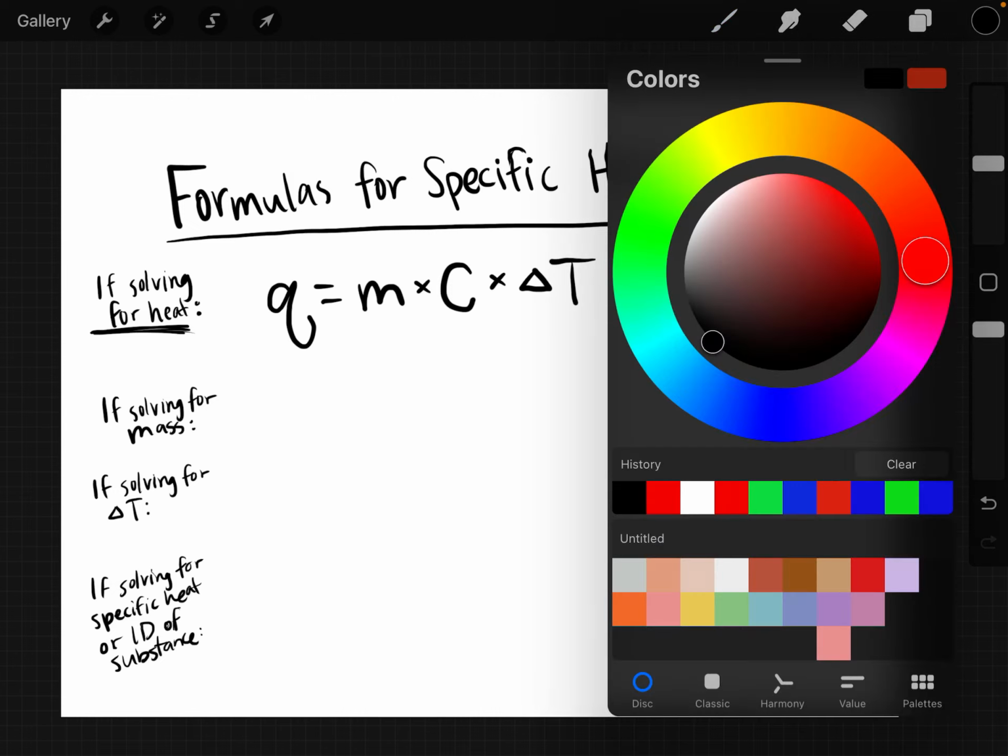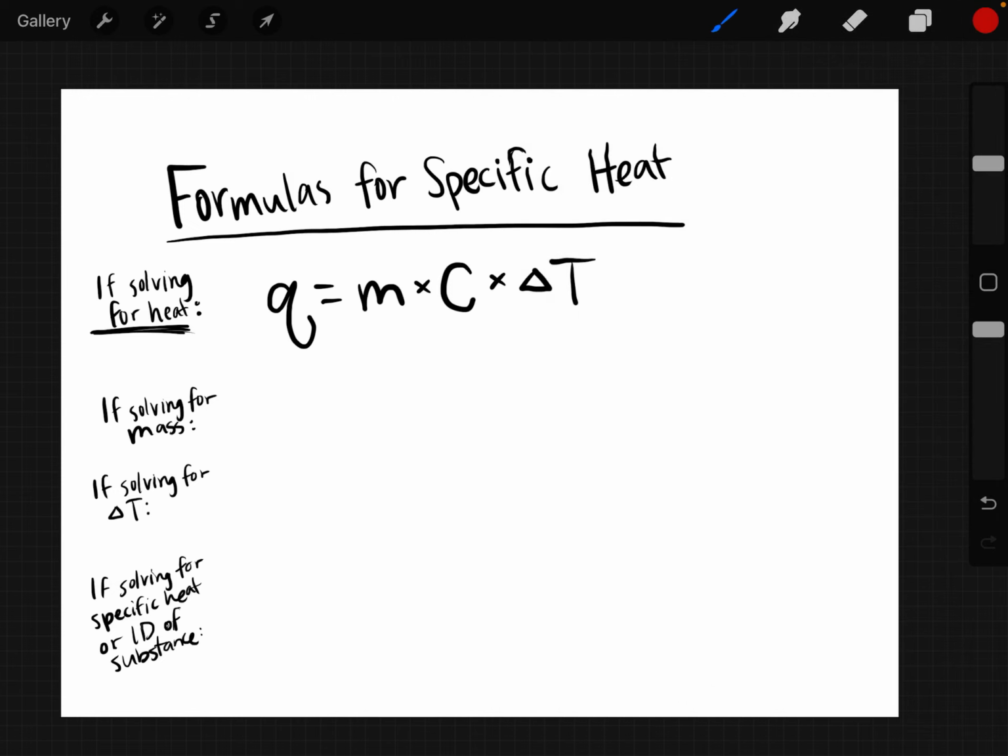Now, sometimes you're going to be asked questions like, what's the mass of this if you were given this heat and this specific heat, and so you're looking for M. What we can do algebraically, using this equation up here, is split up this M from the C and the delta T by doing an inverse operation of that multiplication. So we're just dividing. And we end up getting that M is going to equal Q divided by C times delta T.